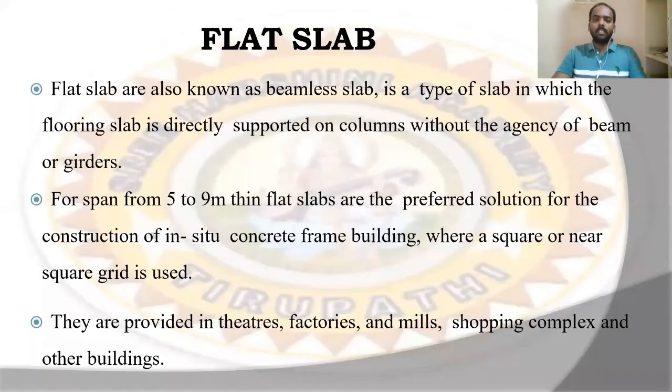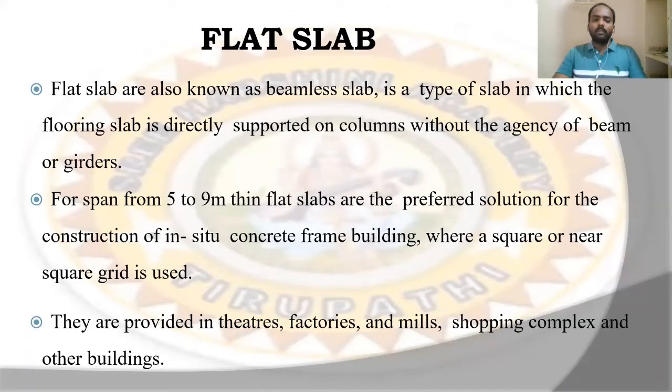First thing is, what is flat slab? Flat slab is also known as beamless slab. A type of slab in which the flooring slab is directly supported on columns without the agency of beams or girders. అంటే ఫ్లాట్ స్లాబ్ అనేది beam లేకుండా డైరెక్ట్ గా slab is connected with columns. Column is directly connected with the slab. So that means beamless slab అని కూడా అంటాం. So that is called flat slab అన్నమాట.